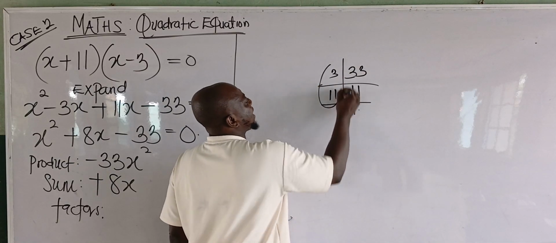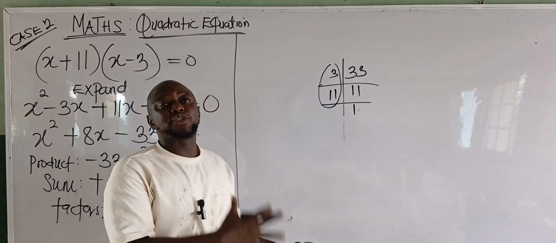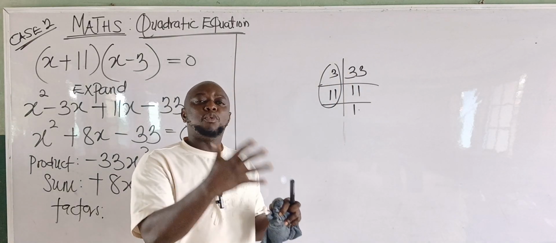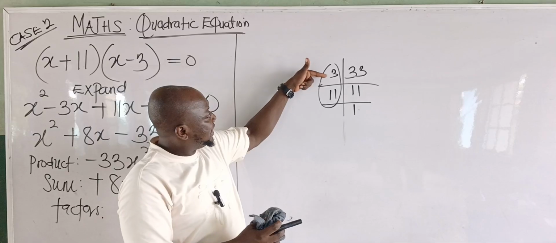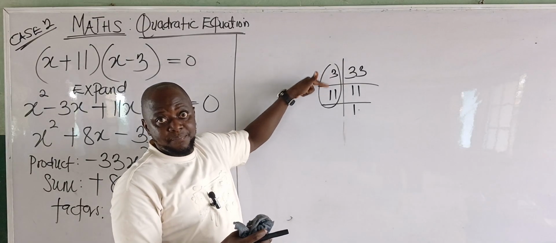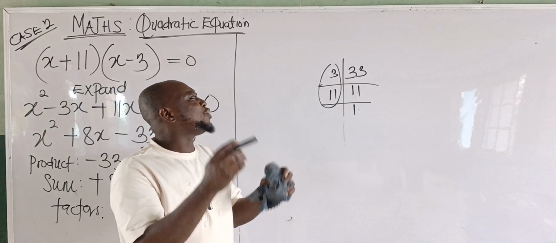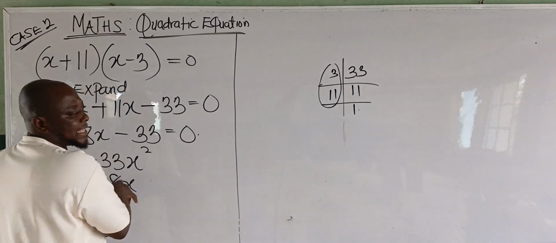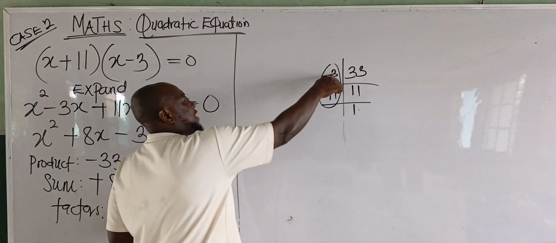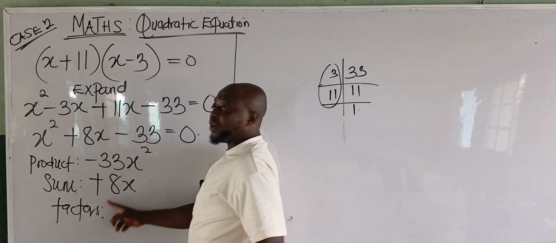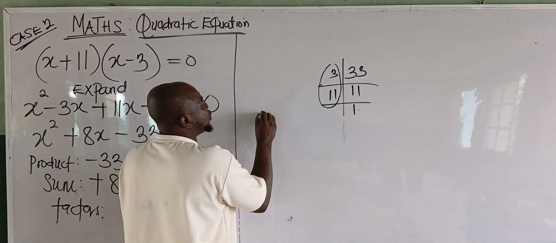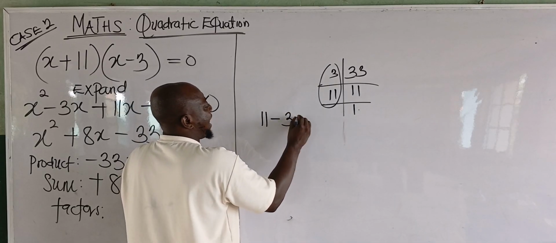Now, these are the factors that we have here. That means these are the two numbers that when I multiply will give me 33. That is 11 times 3, which will give me 33. Now, how do I get 8 from this 11? This is the sum. Simple. When I do 11 minus 3, I'll have 8.